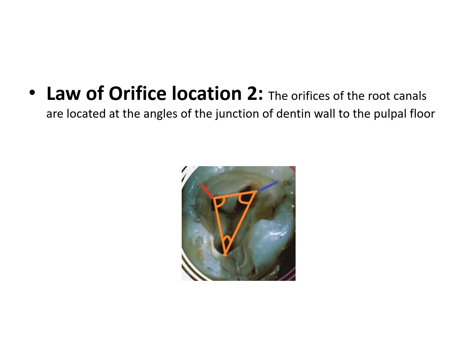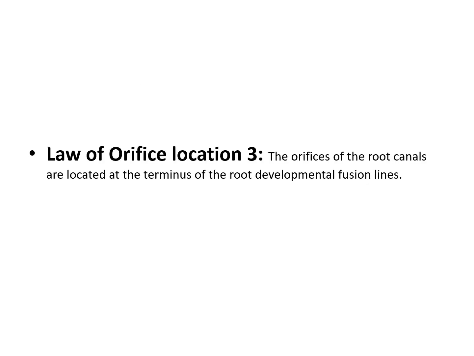The orifices of root canals are located at angles. See, there is an angle here. Angles to the junction of the dental wall to the pulpal floor. Then the law of orifice location 3: the orifices of root canals are located at the terminus of the root's developmental fusion line.